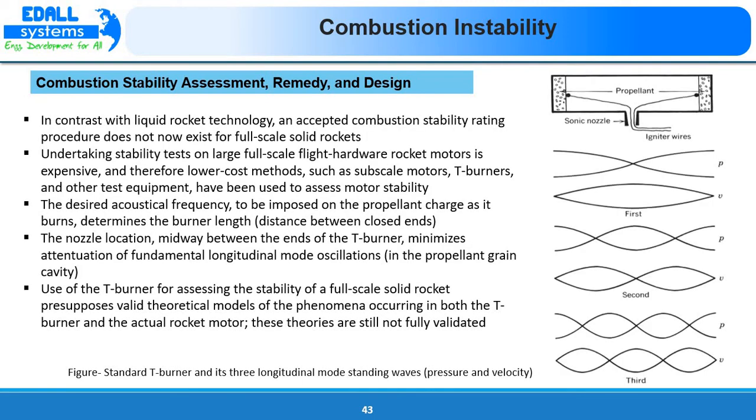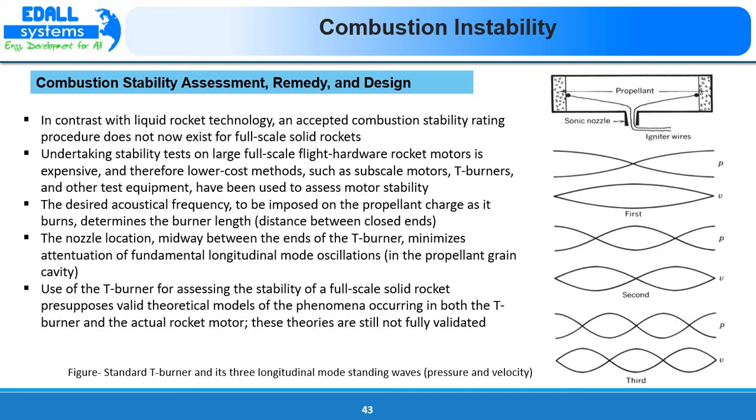In contrast with liquid rocket technology, an accepted combustion stability rating procedure does not now exist for full-scale rocket motors. Undertaking stability tests on large full-scale flight hardware rocket motors is expensive, and therefore lower cost methods such as subscale motors, T-burners and other test equipment have been used to assess motor stability. The best known and most widely used method of gaining combustion stability related data is the use of a T-burner, an indirect limited method that does not use a full-scale motor. In the figure we can also see a sketch of a standard T-burner.